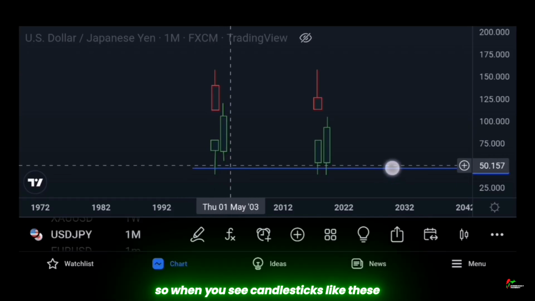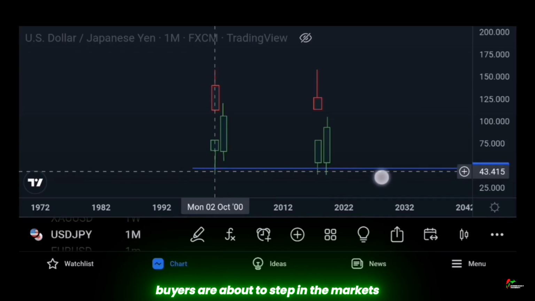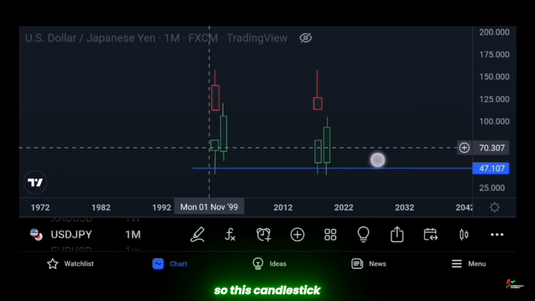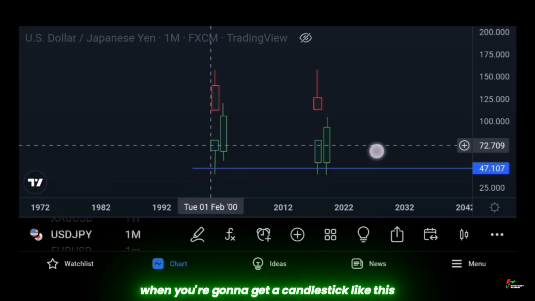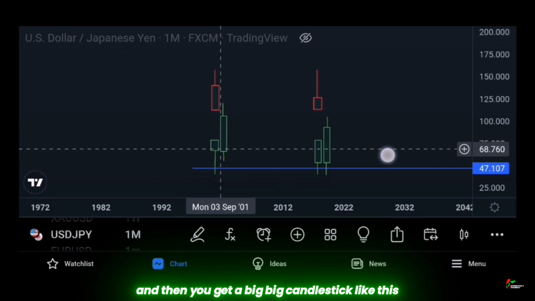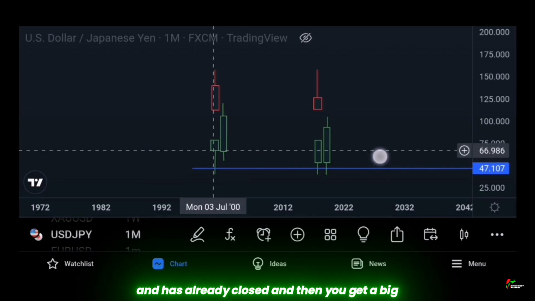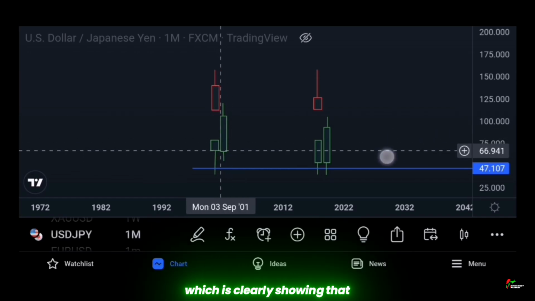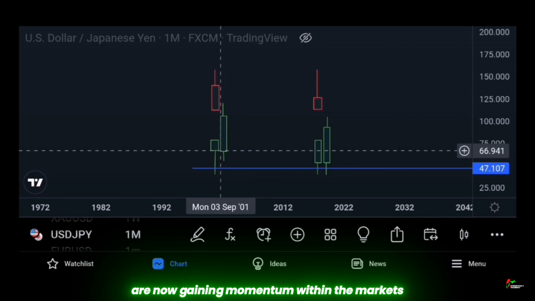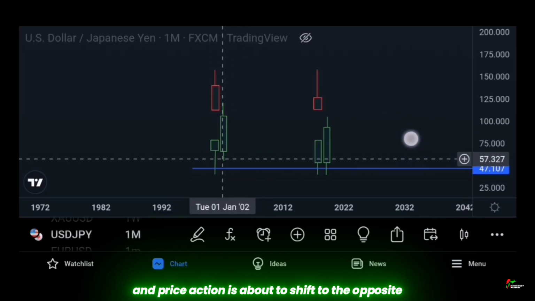When you see candlesticks like these, just know that buyers are about to step into the markets and change direction. This candlestick is a reversal candlestick on its own, so it's a double confirmation when you get a candlestick like this, and then after it has finished printing and closed, you get a big candlestick like this, which clearly shows that the buyers are now gaining momentum within the markets, and price action is about to shift to the opposite direction.